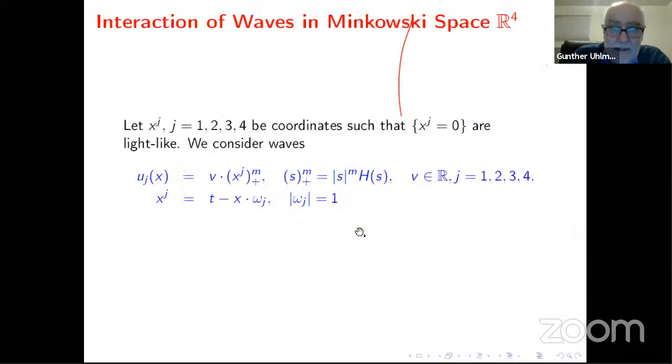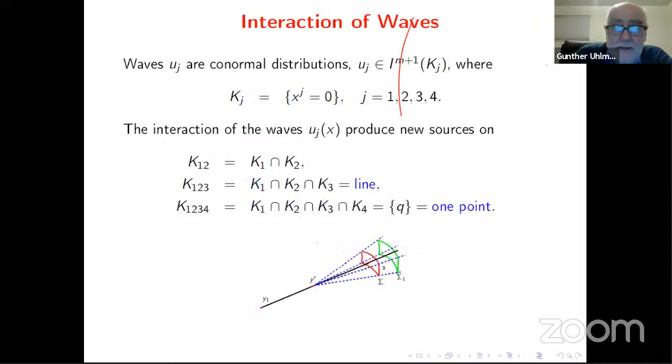Let me give you an example in Minkowski space, which is flat space. These are the plane waves like we had before. Phi_j is equal to zero, where phi_j is t minus x dot omega_j. So some plane waves coming in. You have some constant times t minus x dot omega plus, like we had before. You put large m so that these are smooth enough. This is t minus x dot omega plus to some large power, so that this is smooth. This is the Heaviside function. We had them before. So these are plane waves moving in. And these are called conormal distributions, but that is just a name. These are just plane waves, and the singularities propagate along the waves. So we say that it propagates along the normal.